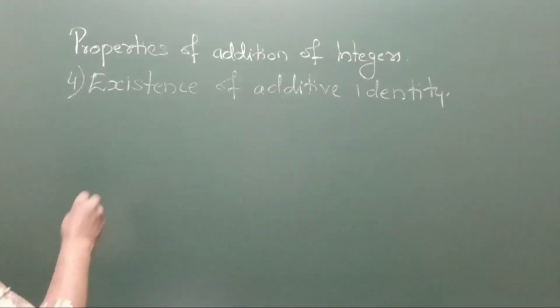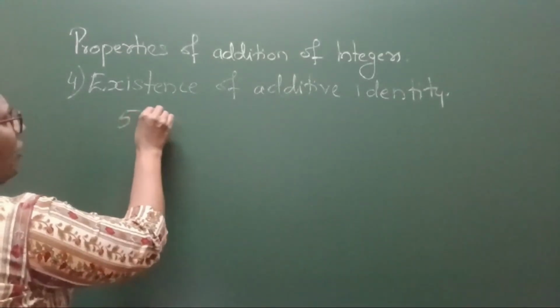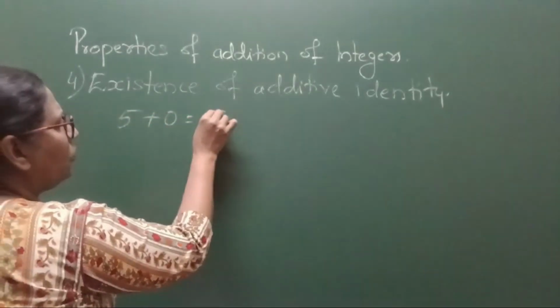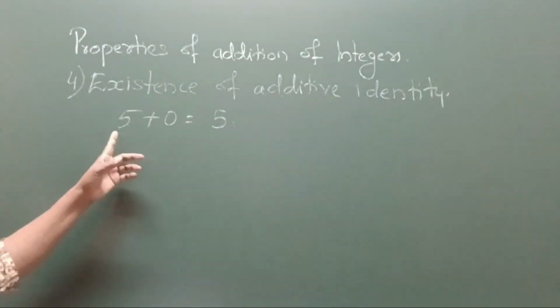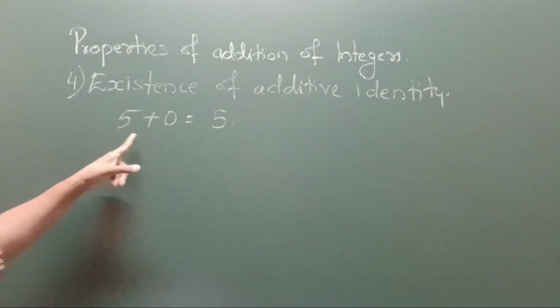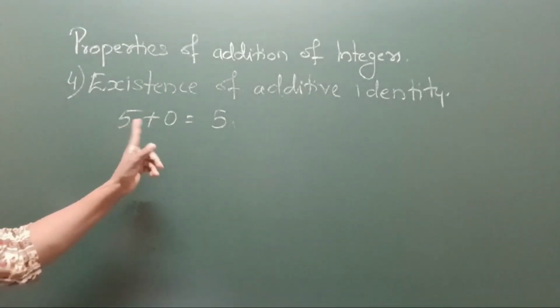Example, 5 plus 0 is equal to 5. If you add 0 to any integer, the answer will be the integer itself.